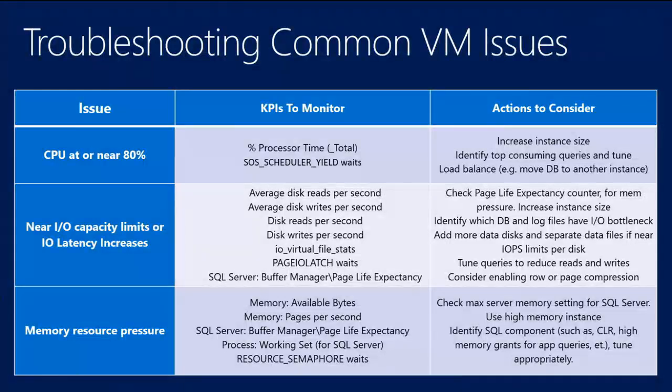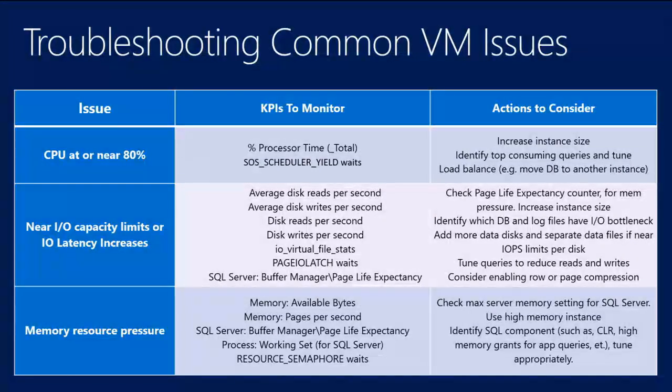What about if it's memory resource pressure? Then there's some fairly obvious counters like memory available bytes, pages per second. Pages per second will start going up. Of course, it could be that just someone's reading a large file into memory, but as an example, again, the page life expectancy going down. You can be monitoring the process working set. And then those wait stats. You may be seeing resource semaphore waits.